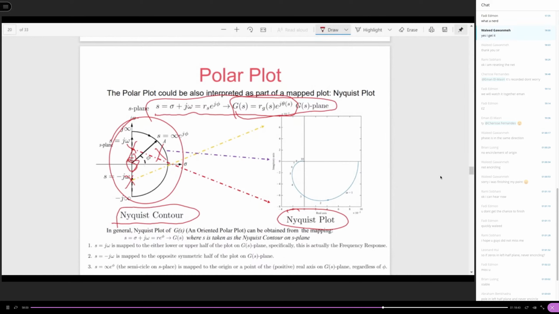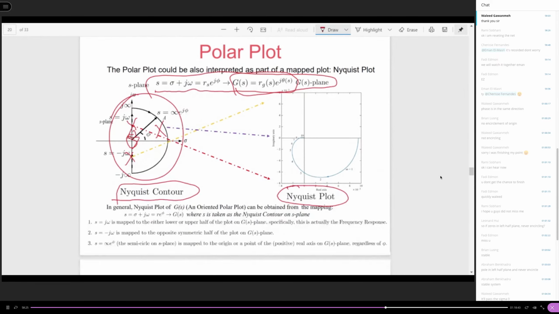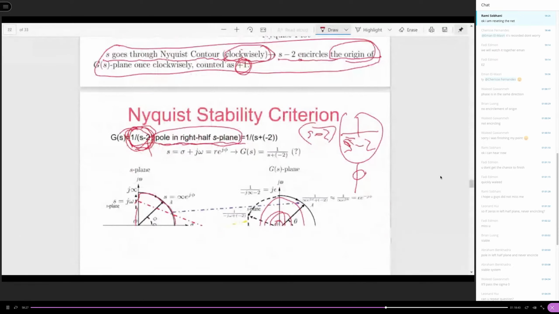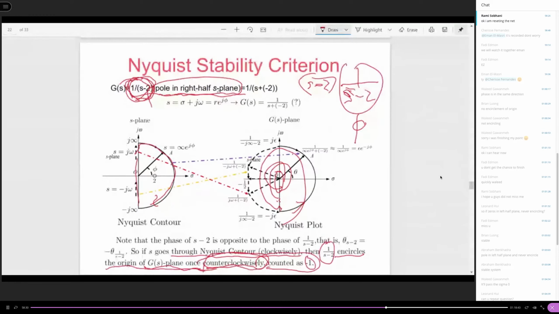I'm not going to allow you to choose the positive direction yourself. Instead, I will always specify that the clockwise rotation is going to be the positive direction. This is solely because I want to avoid confusion. Otherwise, if everyone chooses a different direction, the answer is going to be different. So now, this is the pole in the right half plane evaluation.